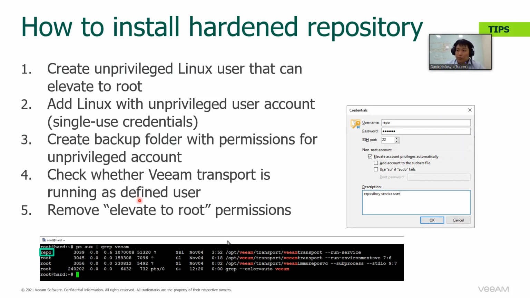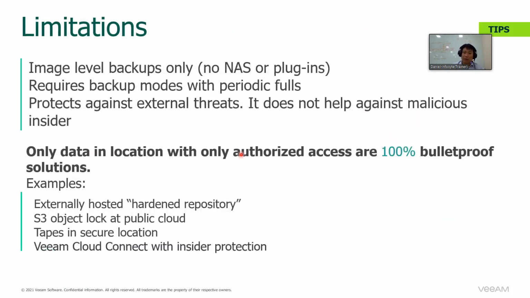Check whether the VBR transport is running as the defined user, and remove the elevate-to-root permission after all this has been done. So you can temporarily add it to the administrator group and then remove it later, making sure that they still have permission to the folder. This is very important. So after you add it in, they will ask you which particular folder to use. You need to make sure the folder and the file system are able to support the immutable function. So I'm using XFS in my repository.